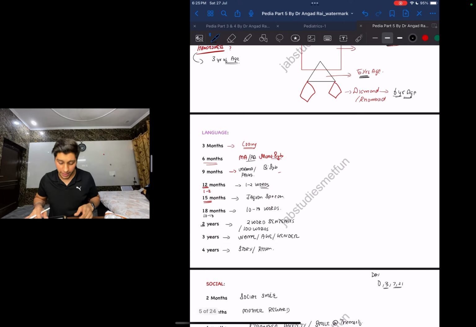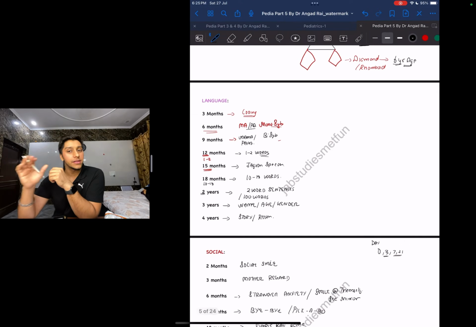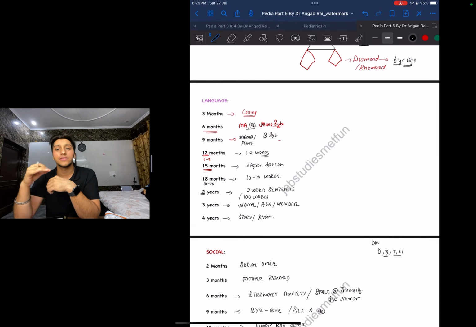Let's talk about the language domain. Again, mostly it is starting by 3 months only. So remember, by 3 months the first sound which a baby brings out is a cooing type sound. Coo coo, they do like that, right? After that, by 6 months they are able to do a monosyllable, like ma, pa. By 9 months it is going to be a bisyllable, that is mama, papa. By 12 months, 1 to 2 words. Okay, so the baby is able to have 1 to 2 words.